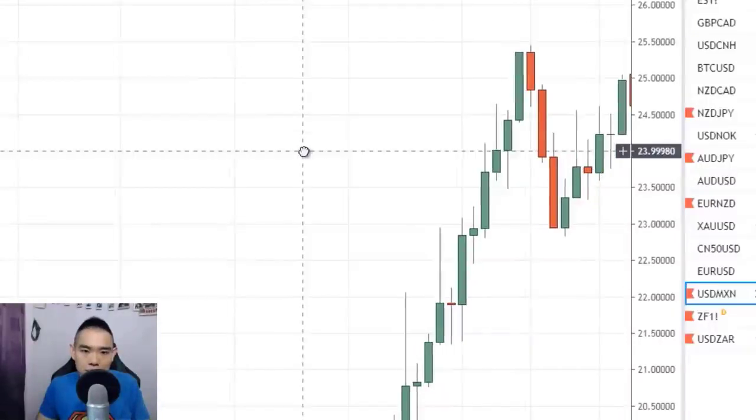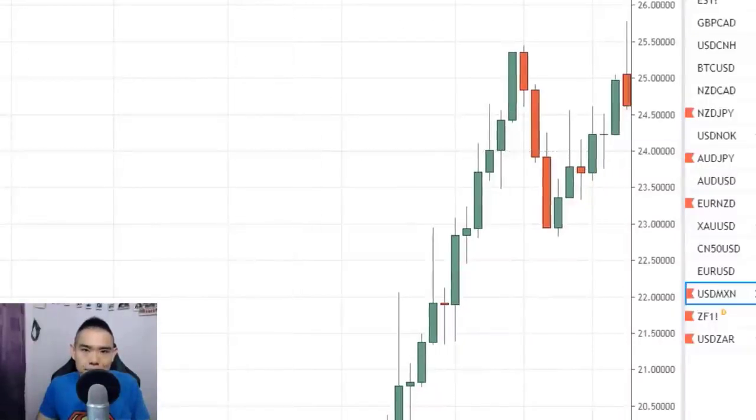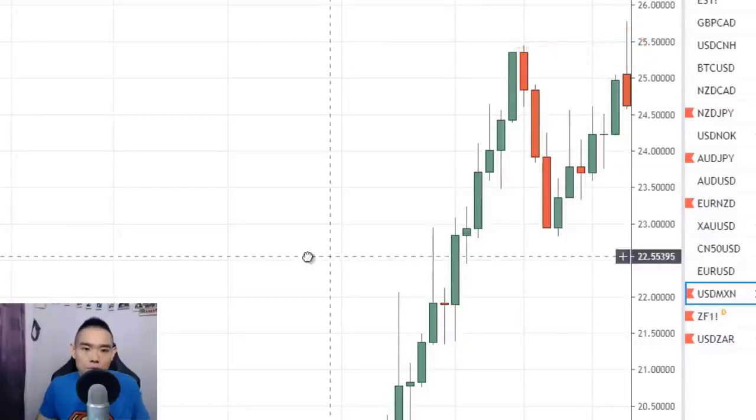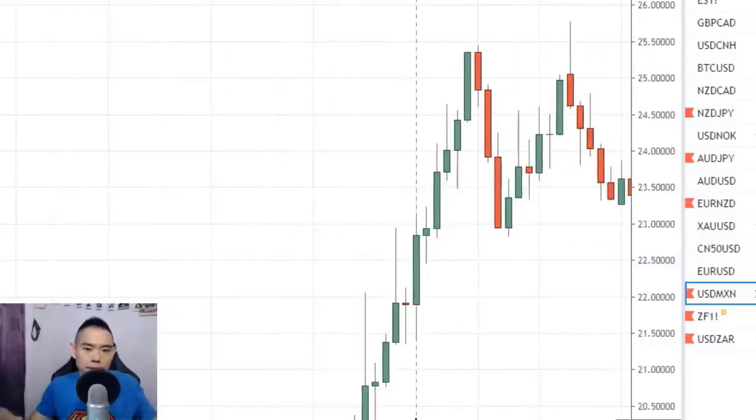So in this case, you can see that price spiked up higher, taking out the highs over here. Those traders who set their stop loss above these highs, guess what? They're stopped out. And then it continues to reverse down lower. So again, don't set your stop loss just above the highs or just below the lows.